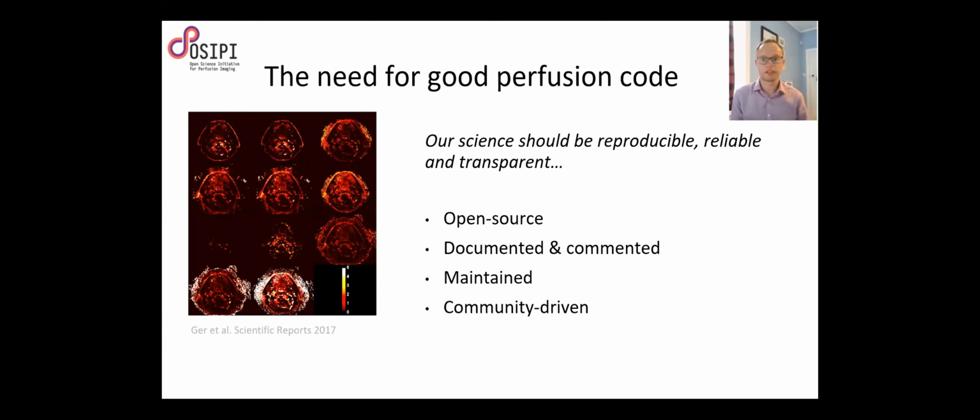In OSIPI, we're starting from the point of view that we want to be doing open science. So we want to do science that is reproducible, reliable, and transparent. And that means, at a very minimum, we need code that is open source and that is well documented and well commented. And going beyond that, we'd ideally like to be using code which is maintained in the long term, so that people can take the code we've written and use it and develop it further.